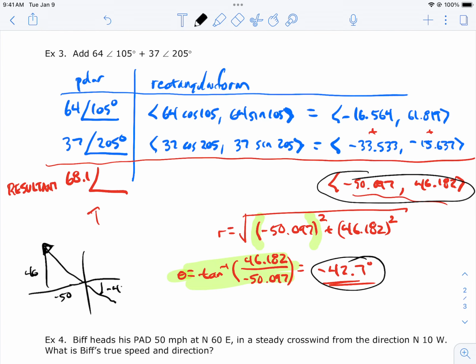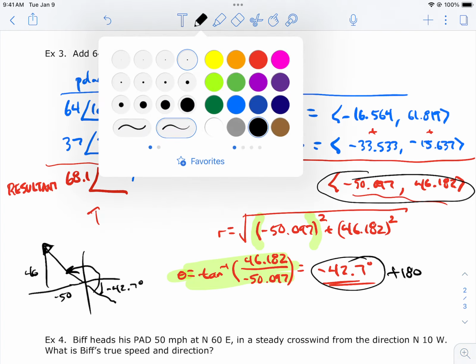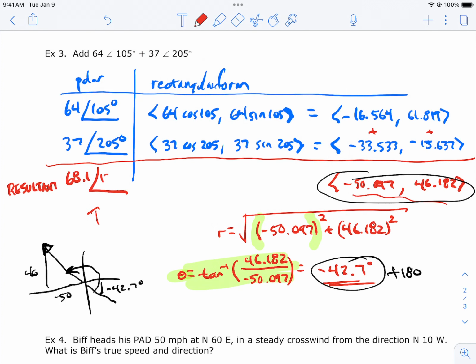That's a negative 42.7. So remember, with the tangent, sometimes you have to add 180 to get the real angle, because this is exactly the other way. So you have to add the 180 to that. So let's see, 180 plus a negative 42.7, boom. So I've got 137.3. Now that's the angle we want to put in here. 137.3 degrees. Okay. Please be very, very careful about that.